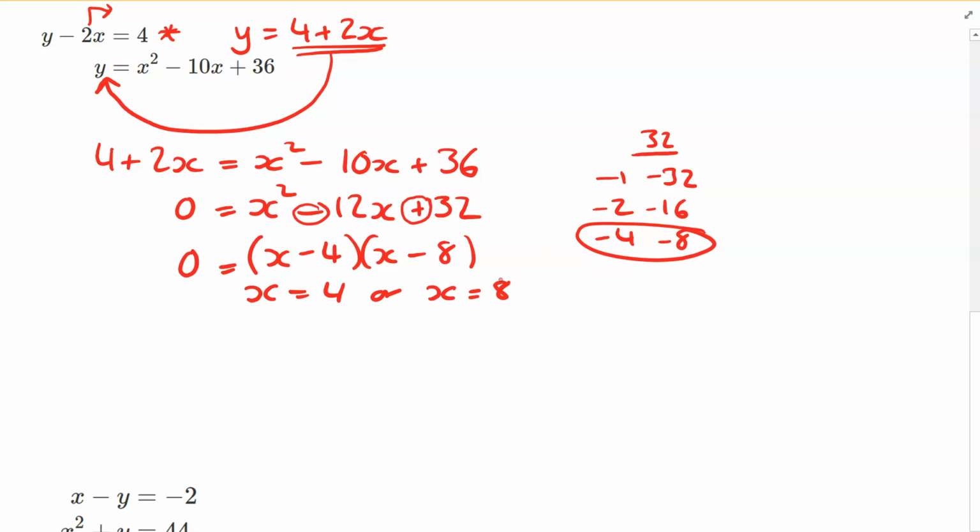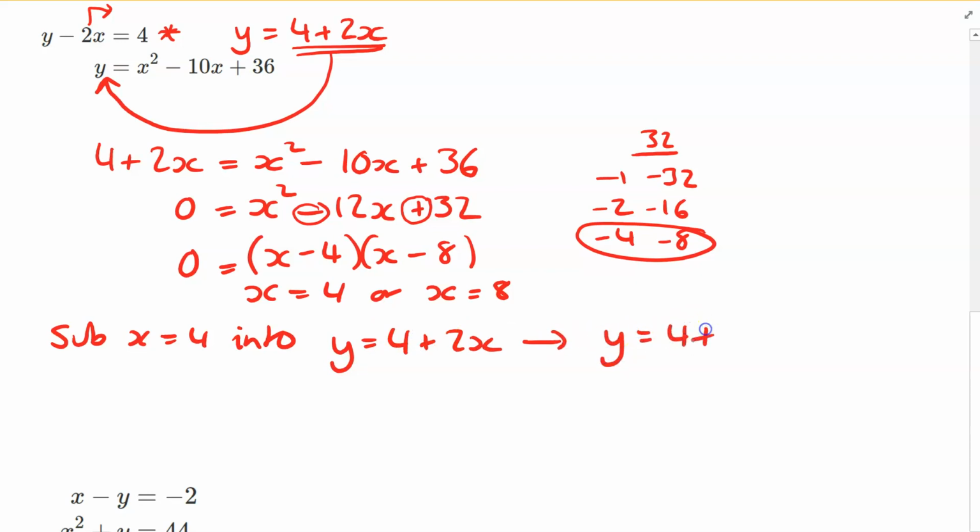And then just like last time, we're going to substitute. It can go into any one of them. It can even go into the one that you rearranged. So that's the one I'm going to go into. Y equals is always going to be the easiest one. So sub x equals 4 into y equals 4 plus 2x. So that will give me y equals 4 plus 8, which is 12. So one of the coordinates is 4, 12.